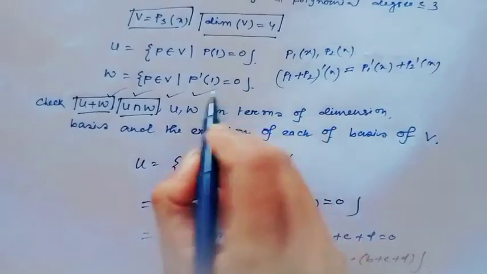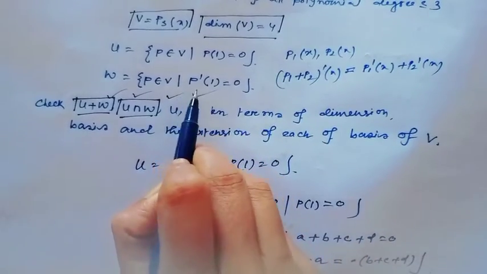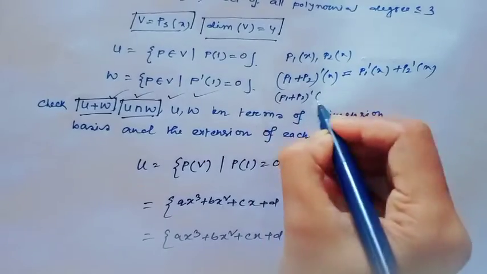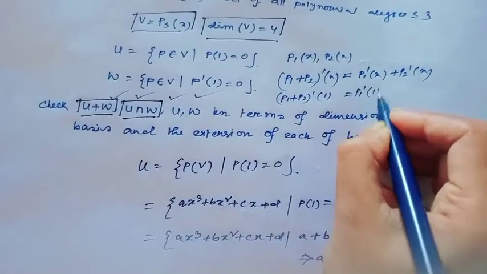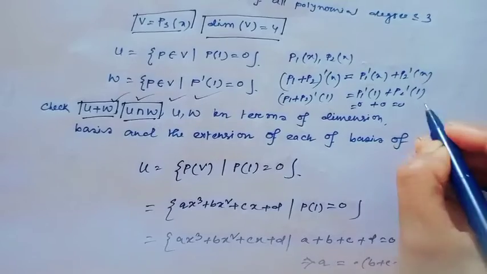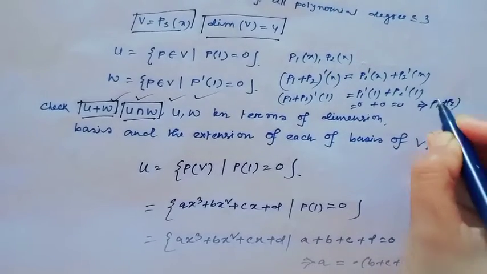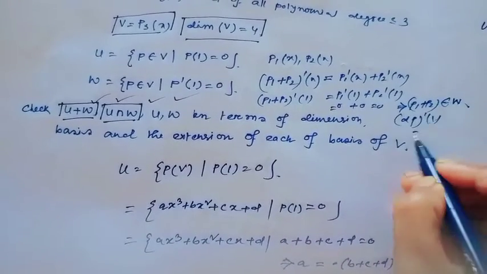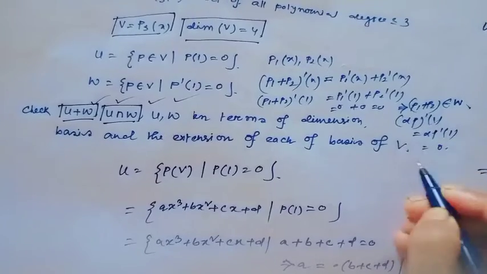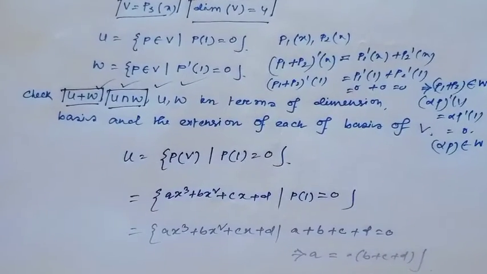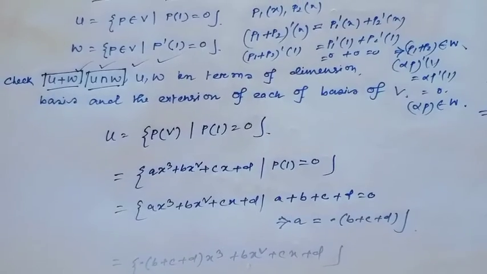Okay, and here the restriction is p belongs to V such that p prime 1 equals 0. So here just put the value x equal to 1. That means this is p1 prime 1 plus p2 prime 1, and this value equals 0 plus 0, which is equal to 0. That means p1 plus p2 belongs to the subset W. Similarly, (alpha p) prime 1 equals alpha p prime 1, which is equal to 0. So alpha p also belongs to the subset W. So obviously, this subset W is a subspace. Have you understood? Now we have to find the dimension of this subspace W.